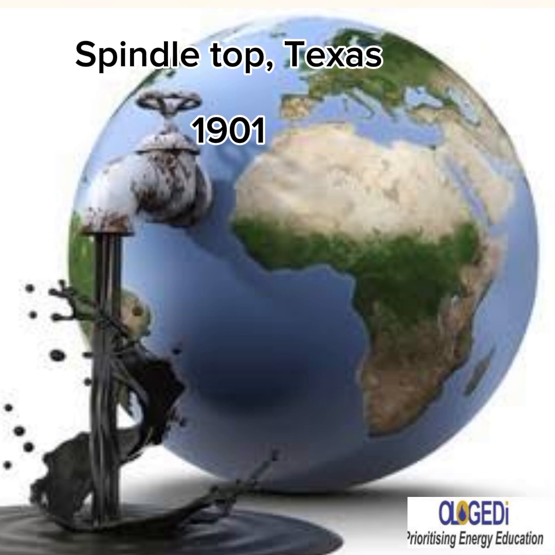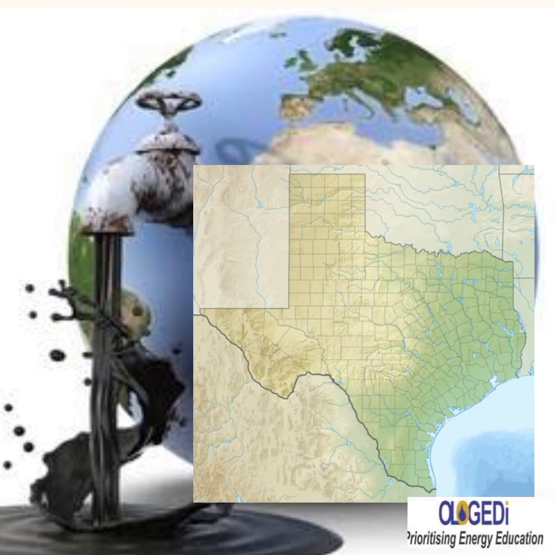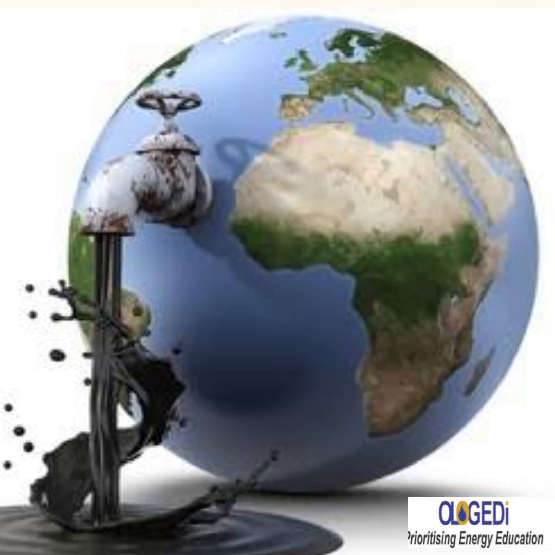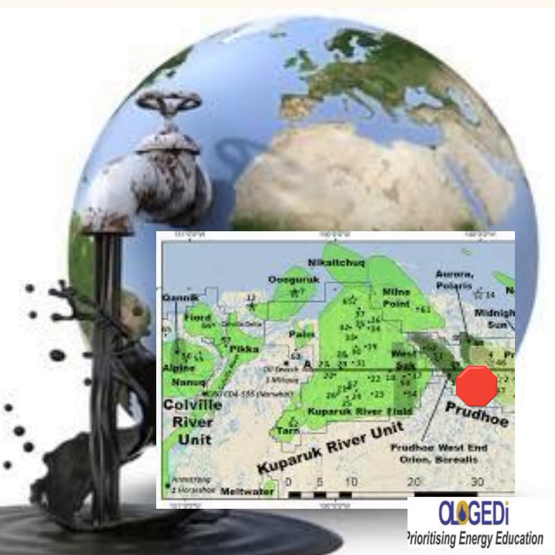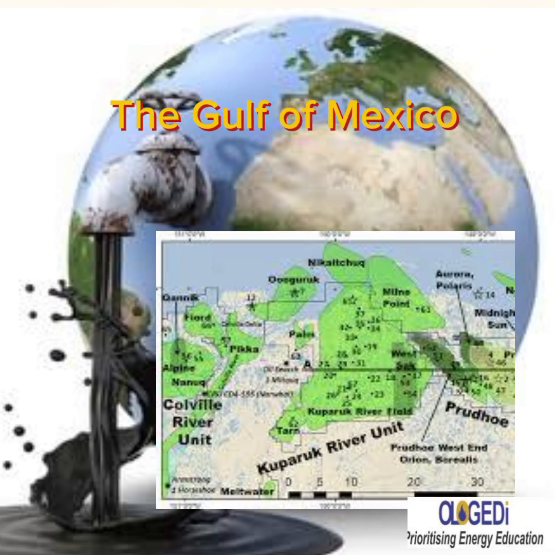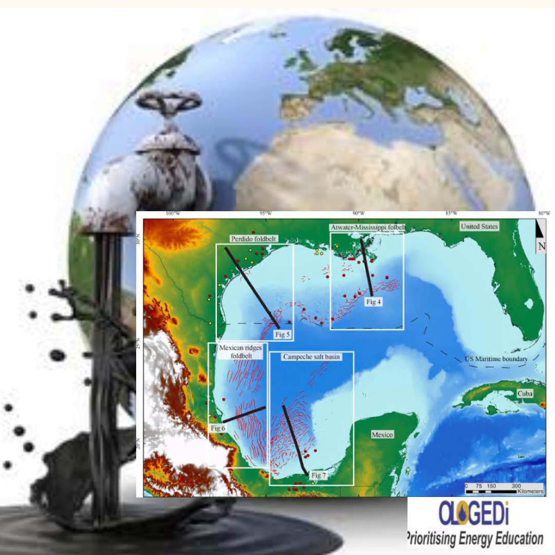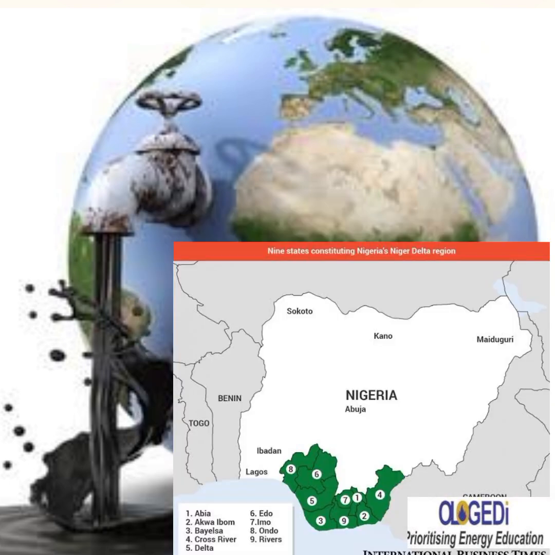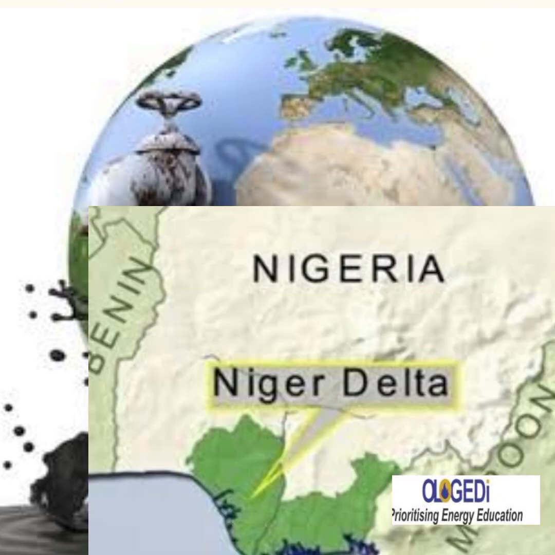Let's start from America. One of the most famous oil discoveries was at Spindletop, Texas in 1901. This site produced so much oil that it changed the US economy and launched major oil companies. In Alaska, oil was discovered in 1968 at Prudhoe Bay, one of the largest oil fields in North America. The Gulf of Mexico is also a major oil producing area, with offshore drilling being a key source of the US oil.